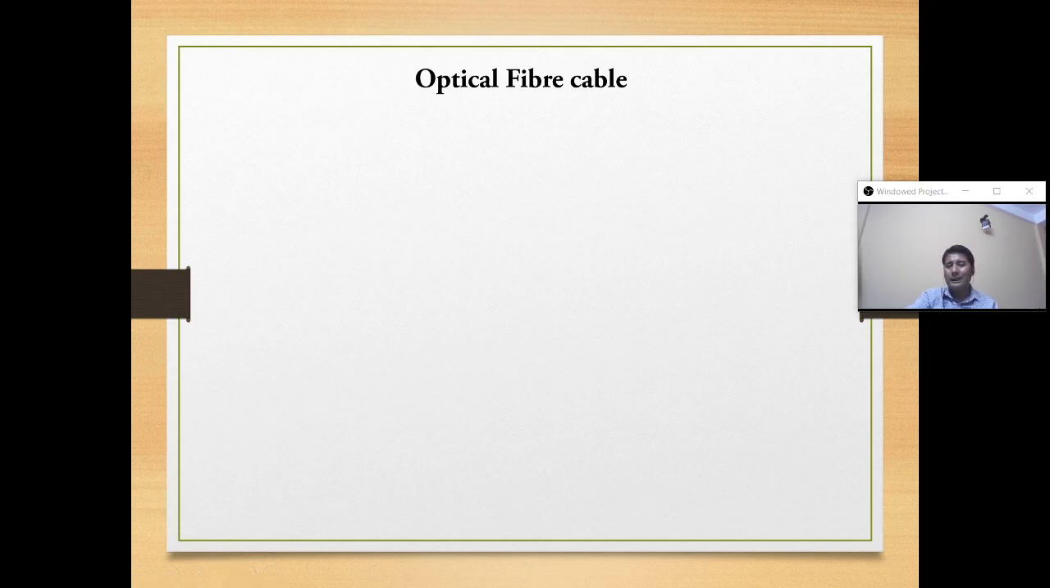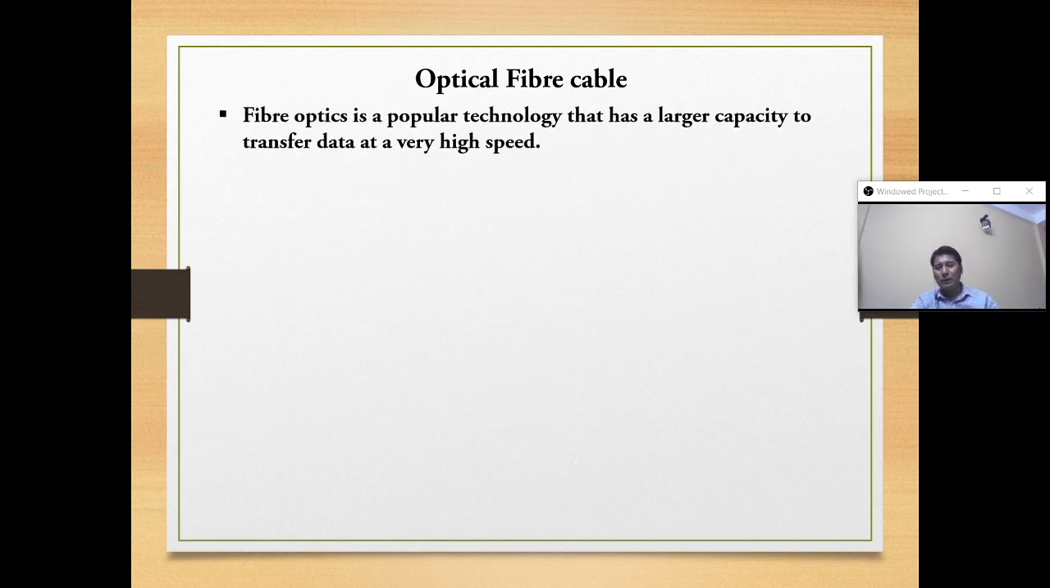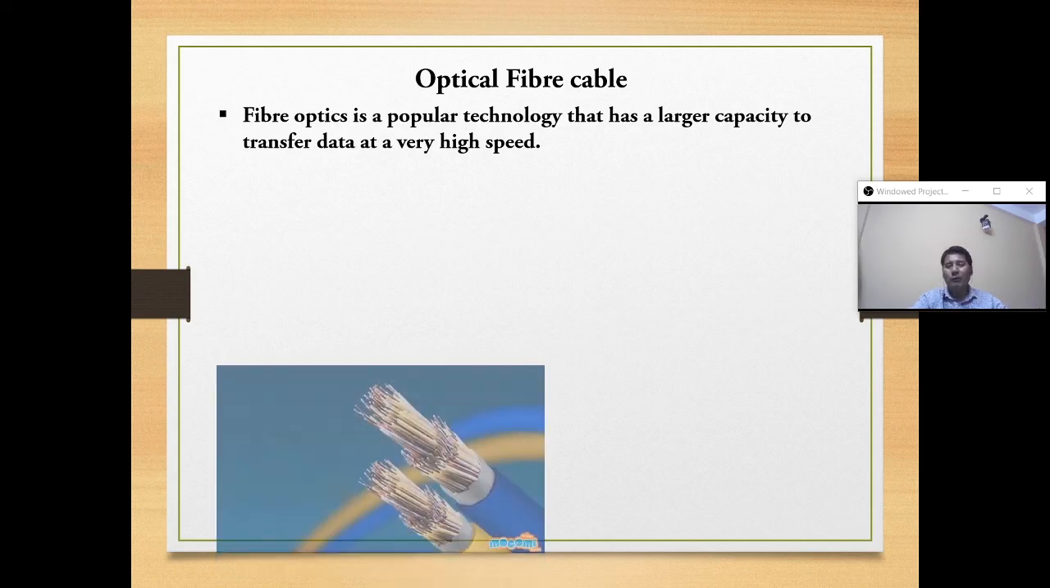Finally it is the optic fiber cable. The most common example is the Jio fibers that we are using nowadays. The fiber optic is a popular technology that has a larger capacity to transfer data at a very high speed. You can transfer the data at a very high speed using the optical fiber cable.